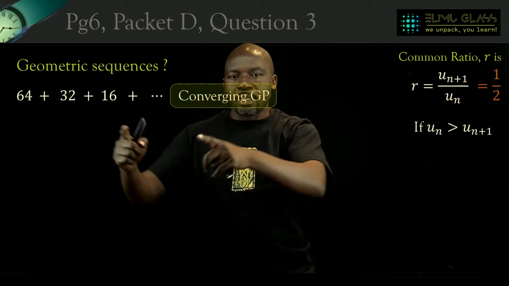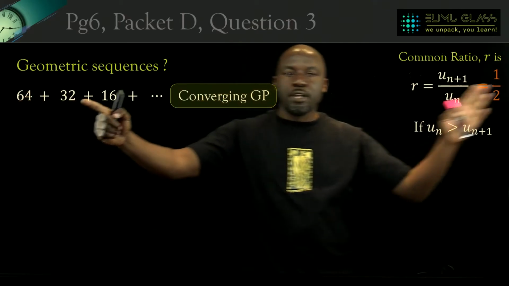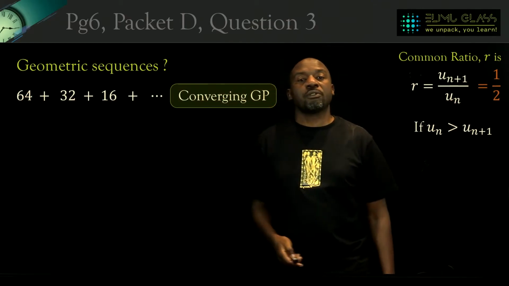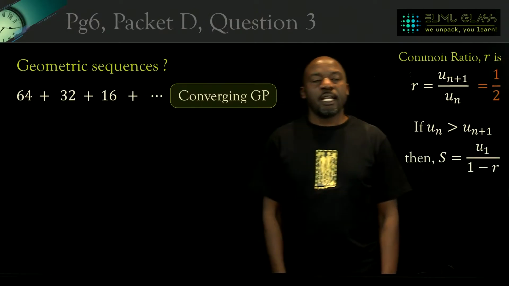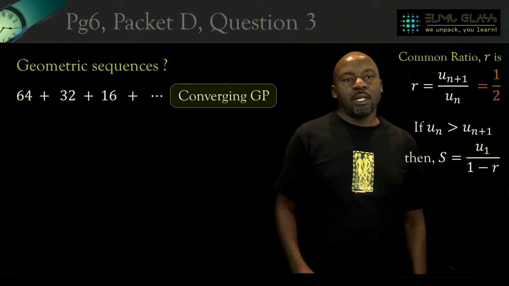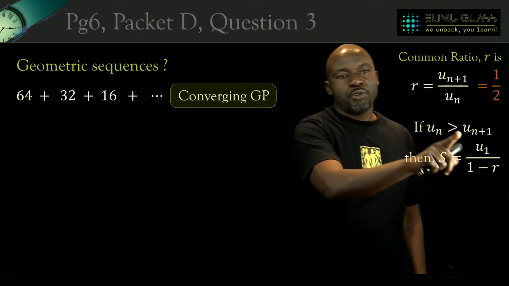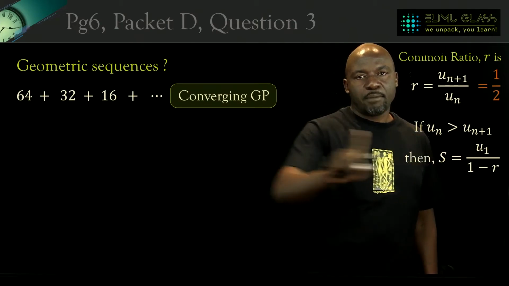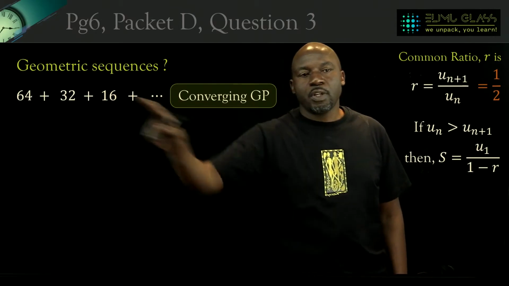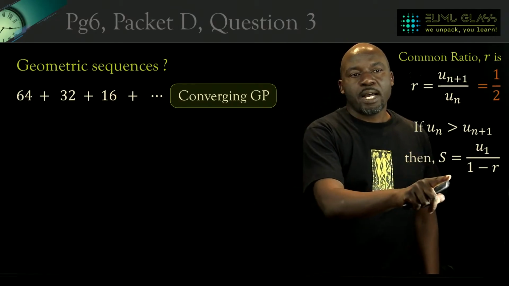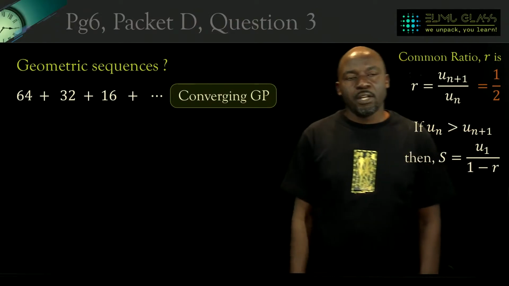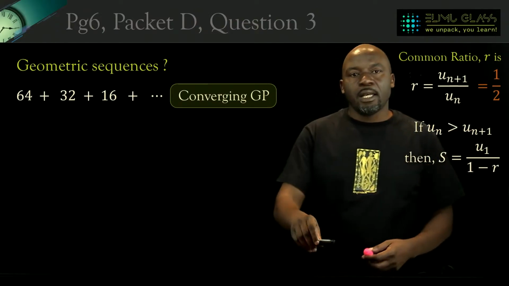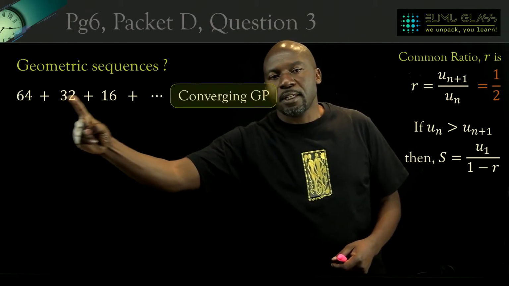If we found all the terms from 64 all the way to infinity, it is possible to find the sum of those terms using the formula S equals U1, where U1 is the first term, in this case 64, divided by 1 minus R, and our R is a half. So you can check quickly what the sum of all these numbers would be.